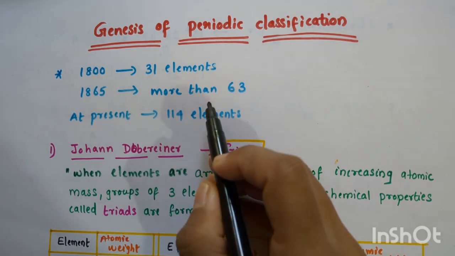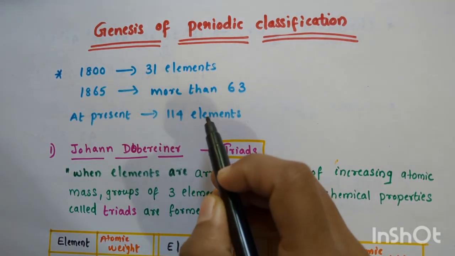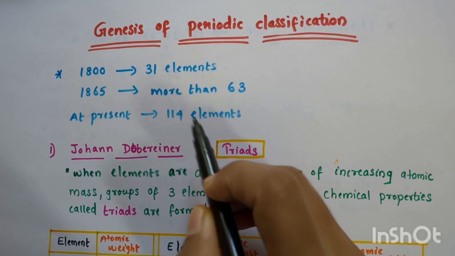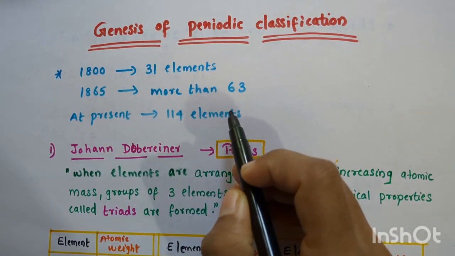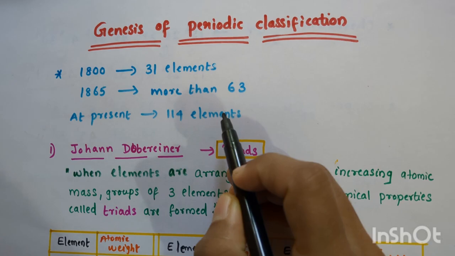Many scientists tried to classify the elements in different ways. The attempt to classify the elements led to the development of the periodic table of elements.